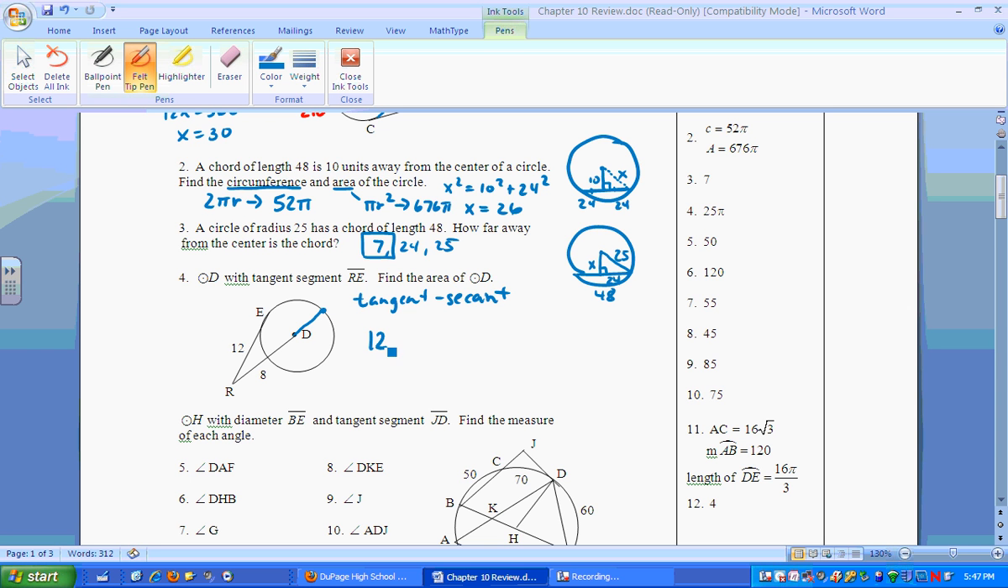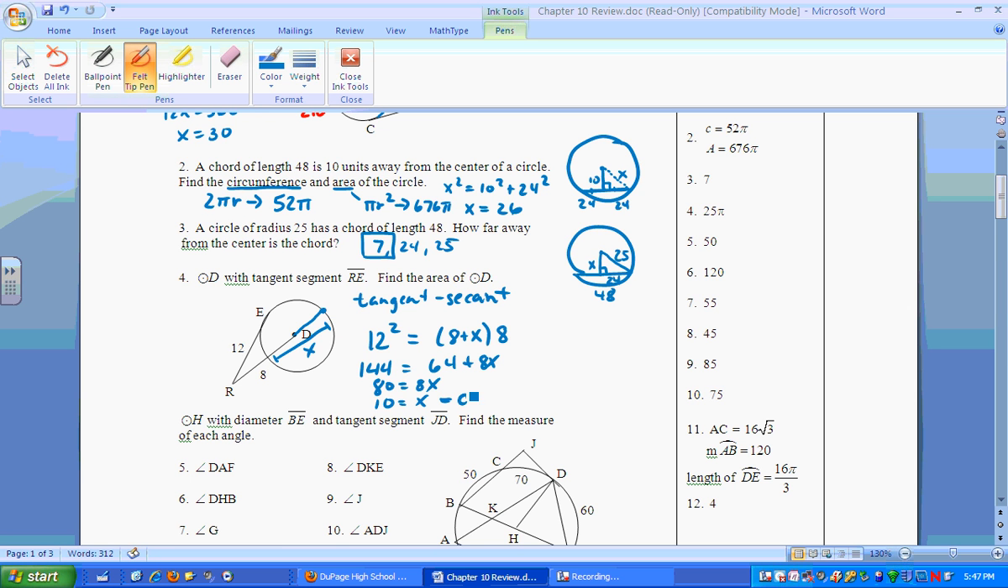For the tangent secant rule, the tangent says you take it and you square it. For the secant, I'm going to call this piece x. So the secant rule says the whole thing, which is 8 plus x, times the outside, which is 8. And now I'm going to figure this out. 144 is equal to 64 plus 8x. Subtract it over. 80 is equal to 8x. So x equals 10.